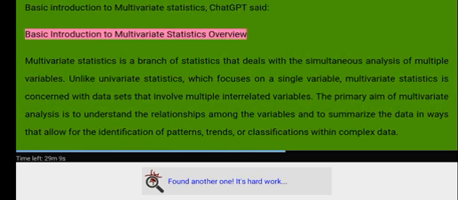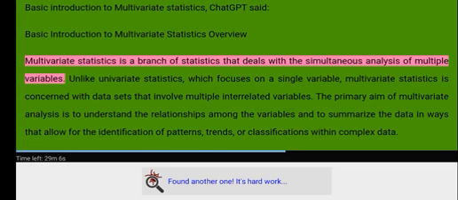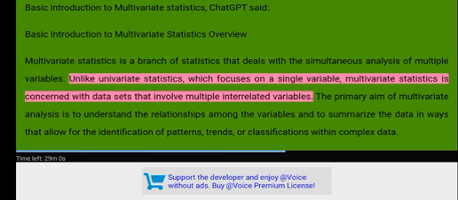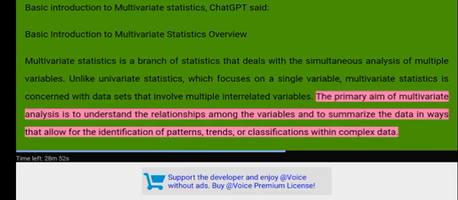Basic Introduction to Multivariate Statistics. Overview. Multivariate statistics is a branch of statistics that deals with the simultaneous analysis of multiple variables. Unlike univariate statistics, which focuses on a single variable, multivariate statistics is concerned with datasets that involve multiple interrelated variables. The primary aim of multivariate analysis is to understand the relationships among the variables and to summarize the data in ways that allow for the identification of patterns, trends, or classifications within complex data.